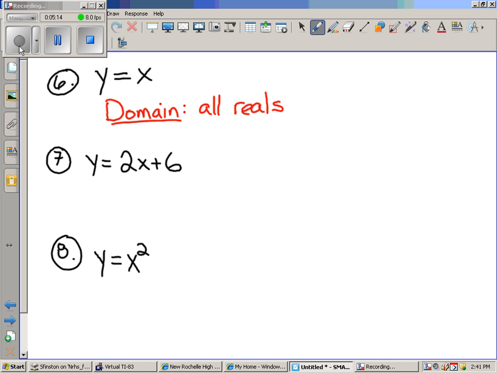How about for number 7? What is the domain of that one? Yeah, it's the same thing again. The domain is all the real numbers. What about for the last one? Good job, Meg. Yeah, for the last one, the domain is all reals again.